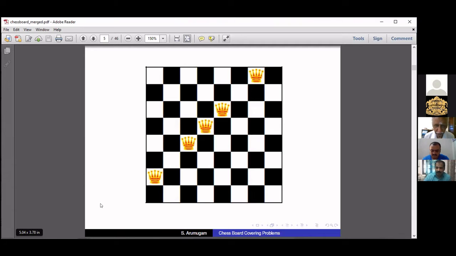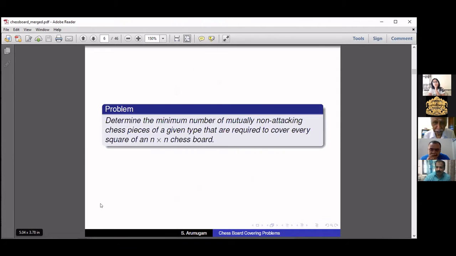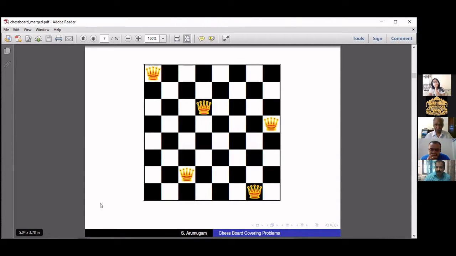Okay? Fine. Here, the queens can attack each other. I can ask the question, can you place five queens such that the queens do not attack each other but still cover all the cells of the board? That means I want an independent set which still covers all the cells. That's also possible for 8x8. And here is the solution.